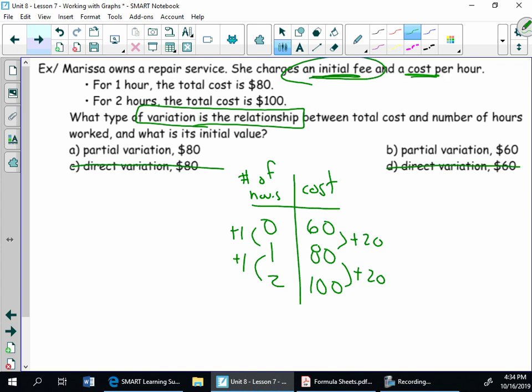Get rid of those ones. And what is the initial value? Well, we just figured that out, that it's $60. And the trick question is saying it's 80 because that's what it says it starts at. But that's already 1 hour. We know initial value starts at 0. So no graph that time, but thinking.